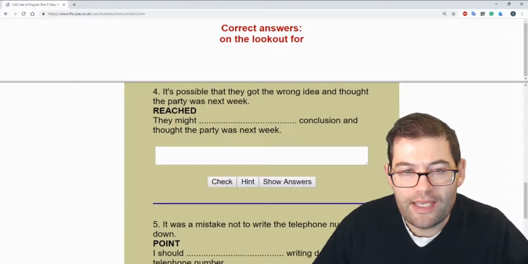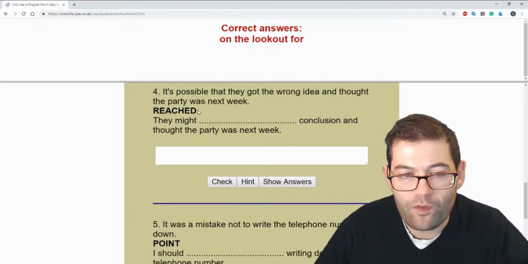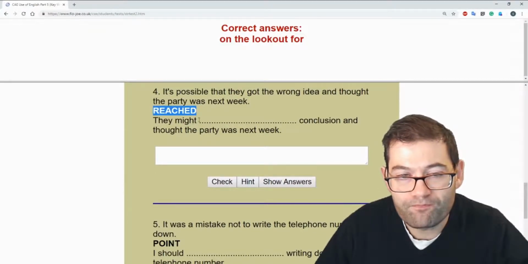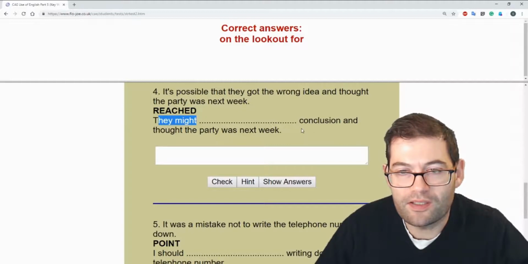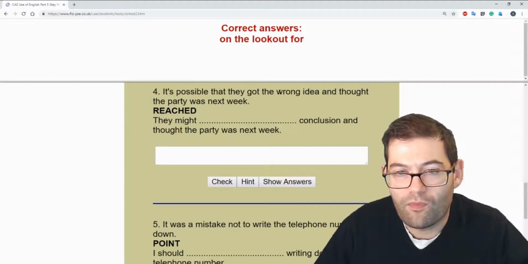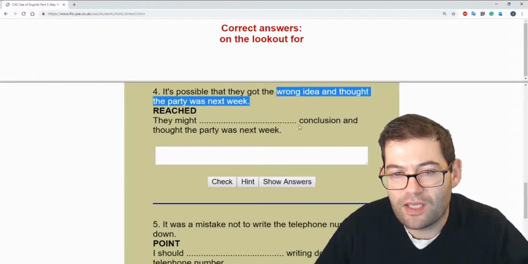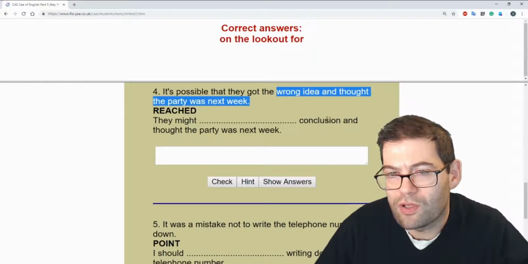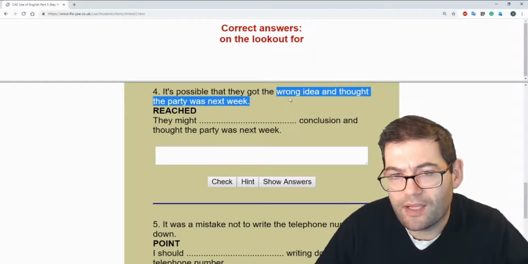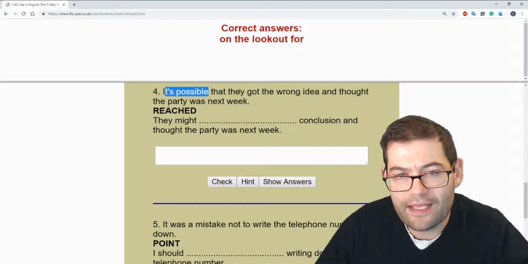Question number 4. It's possible they got the wrong idea and thought the party was next week. We've got our keyword reached. And then we've got they might, conclusion, and thought the party was next week. So this bit is covered in the second part of the sentence. Wrong idea might cover conclusion. Let's be a bit careful there, but it could cover this bit here. And it's possible that they might refer to they might.